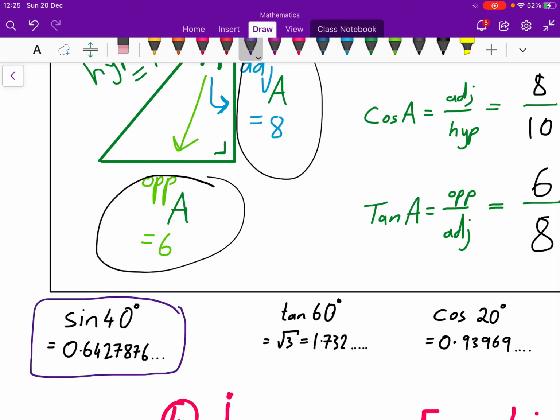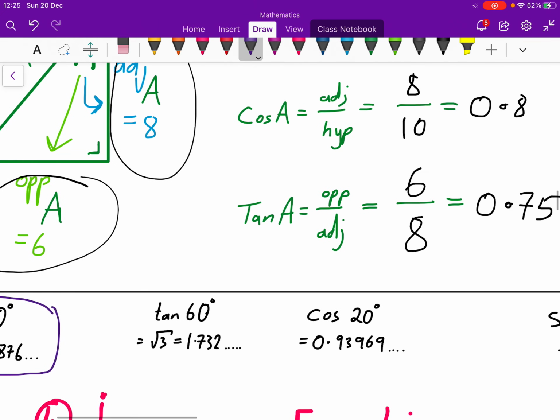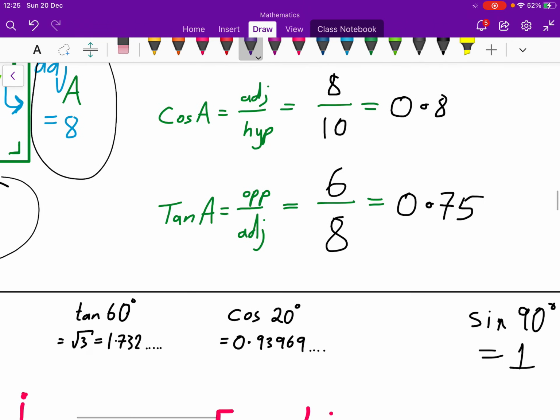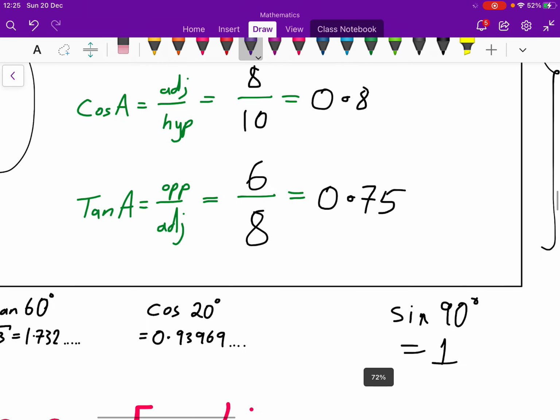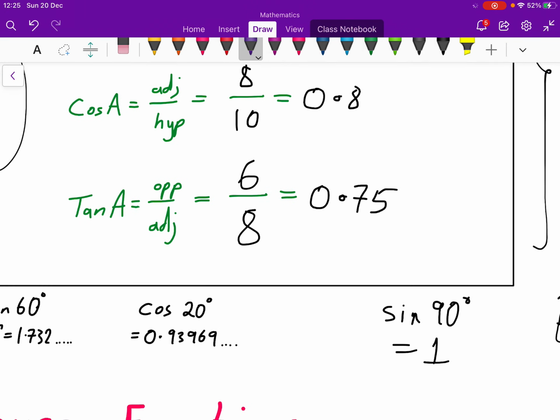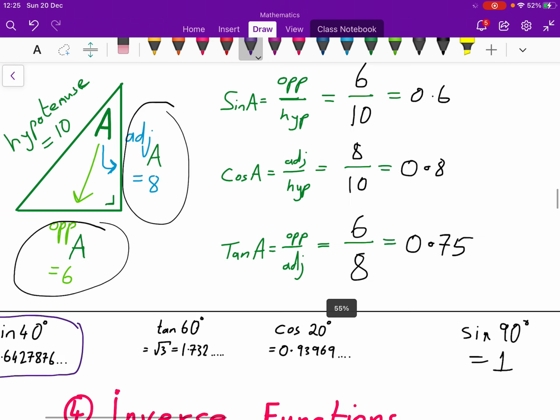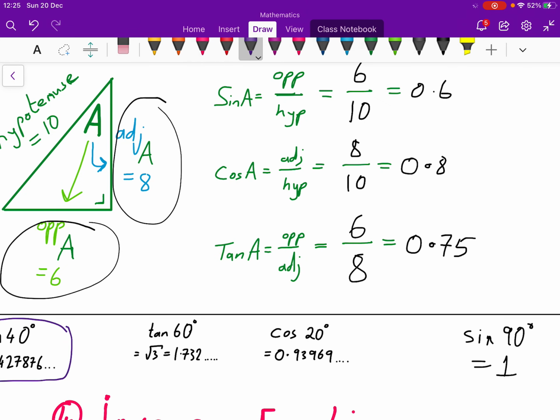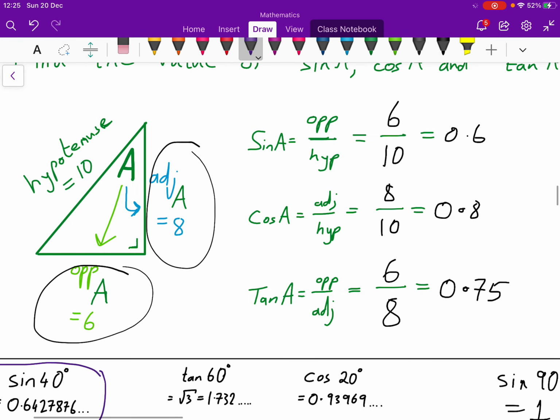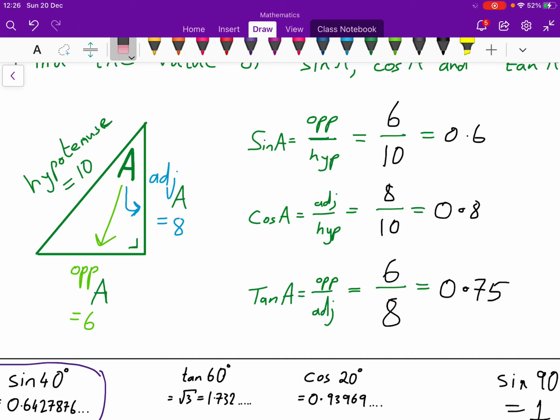Try tan 60, it'll tell you root 3, or hit that SD button on the Casios. It's 1.732. Your cos 20 should be 0.93969 and a few more decimals. Sine 90 should be exactly 1. So yeah, you can use the calculator. If you're asked to find sine of a given angle, you can get the decimal, or if you're given the lengths of the sides in the triangle, you can use those lengths to find the ratio or the decimal. So we've got 2 different ways to get the decimal.